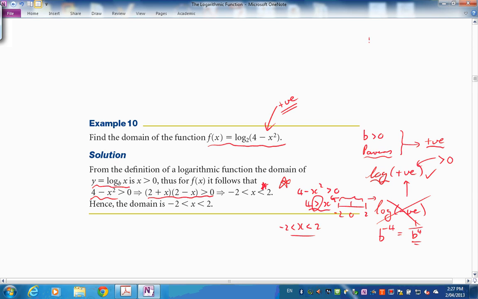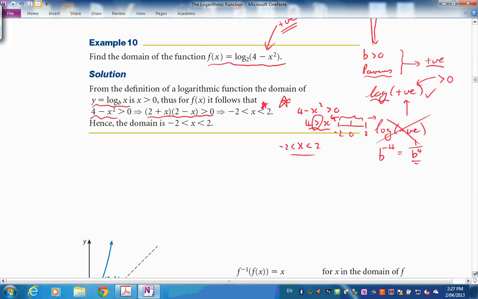And does that link up? Yeah, that links up with our graph, which looks like that. So here, only for positive x can you find the log. Alright, let's go on and see if we can use that now.